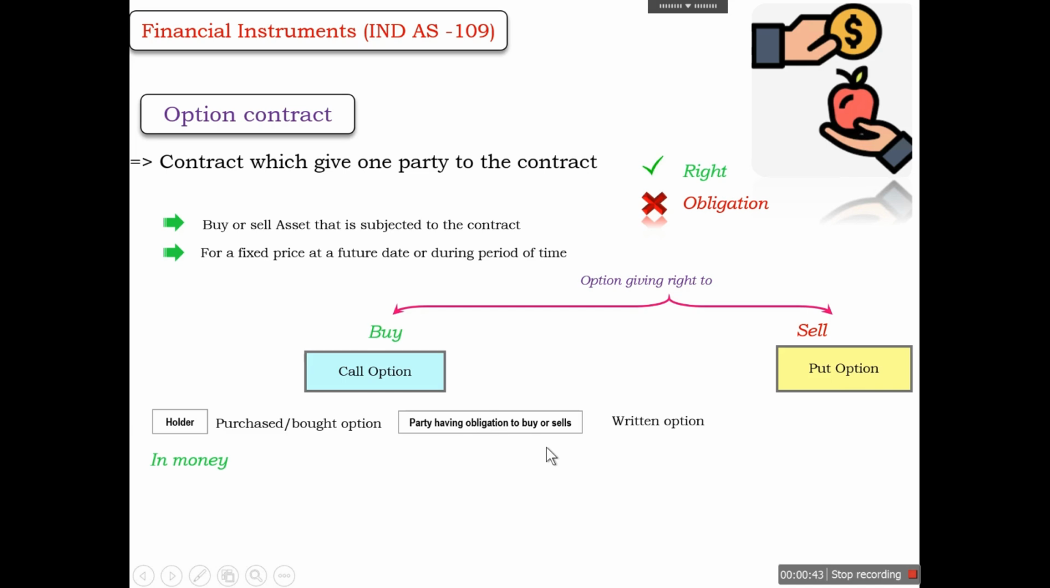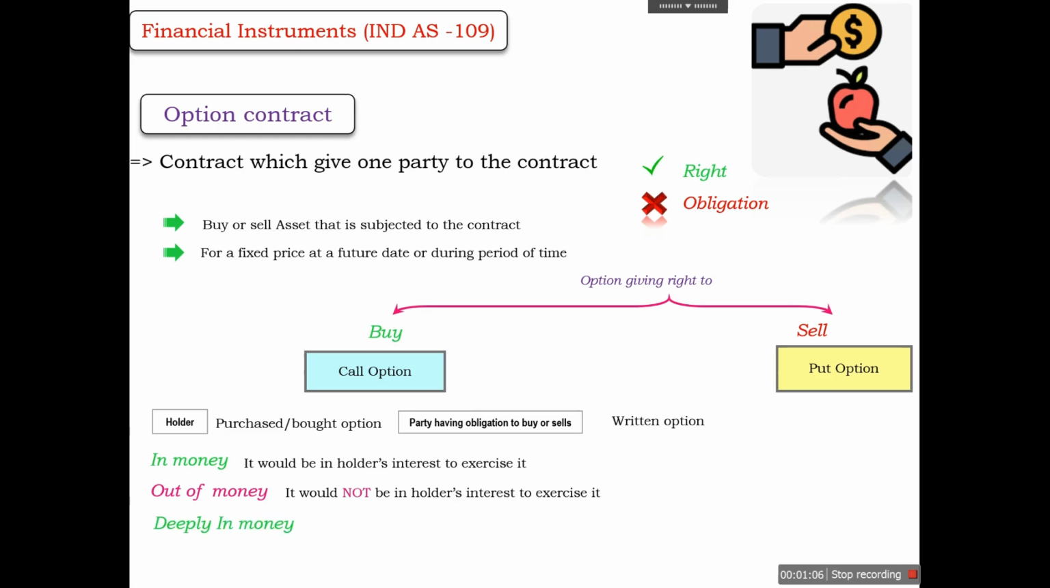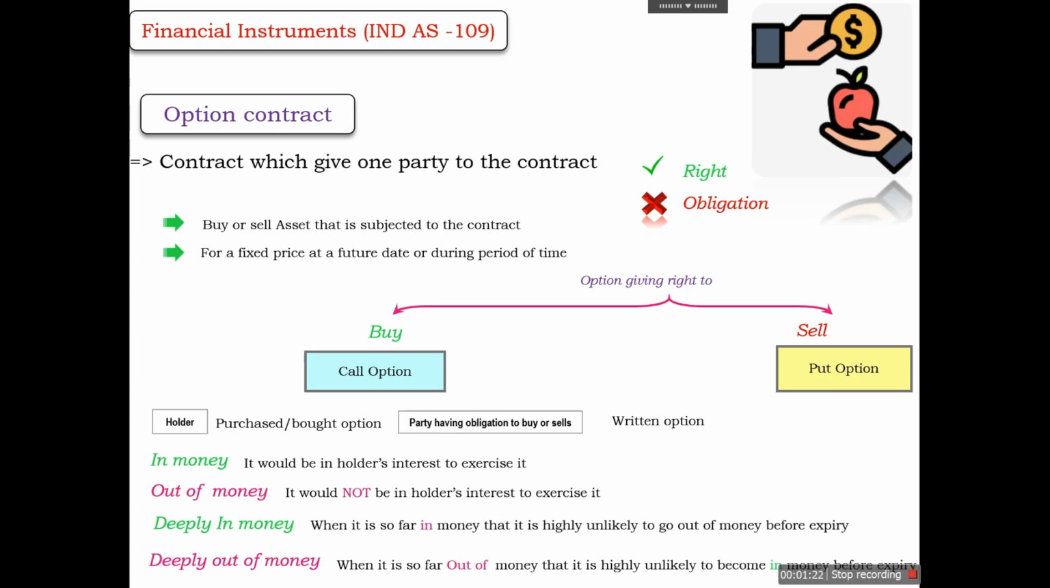And an option is called in the money when it would be in the holder's interest to exercise it during the period of the contract or at a future date. In opposite, it will be called out of the money if it is not in the interest of the holder to exercise the option. Similarly, another term that is used is deeply in the money, where the contract is so far in the money that it is highly unlikely to go out of the money before the contract expires. Similarly, it is called deeply out of the money when it is so far out of the money that it is highly unlikely to become in the money before expiry.